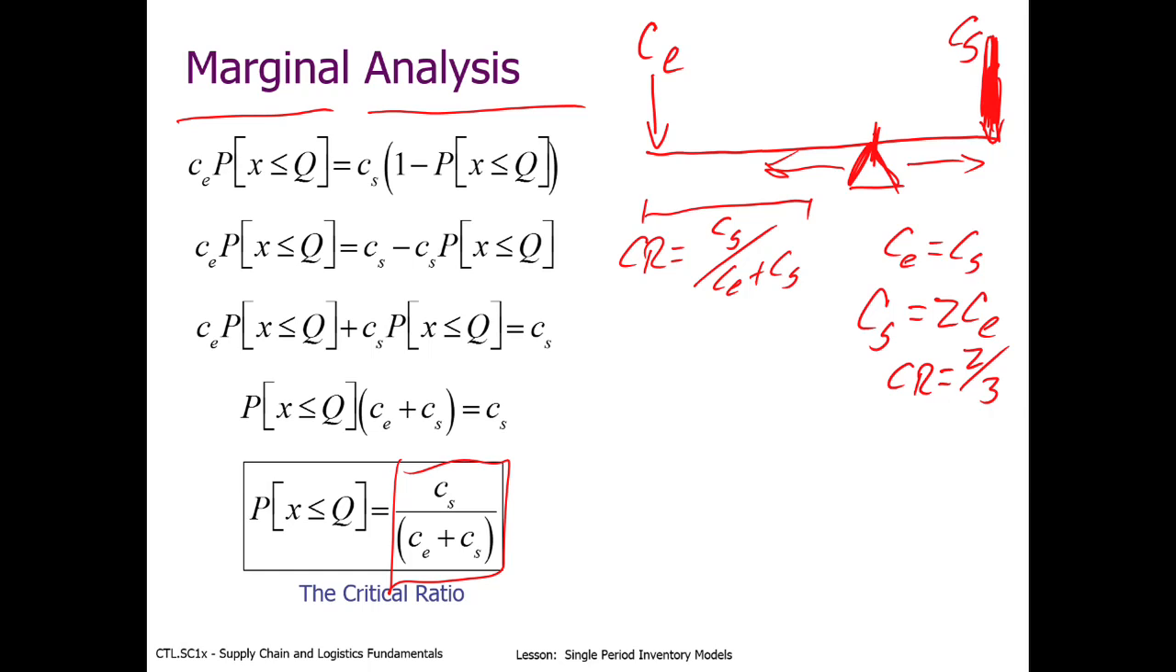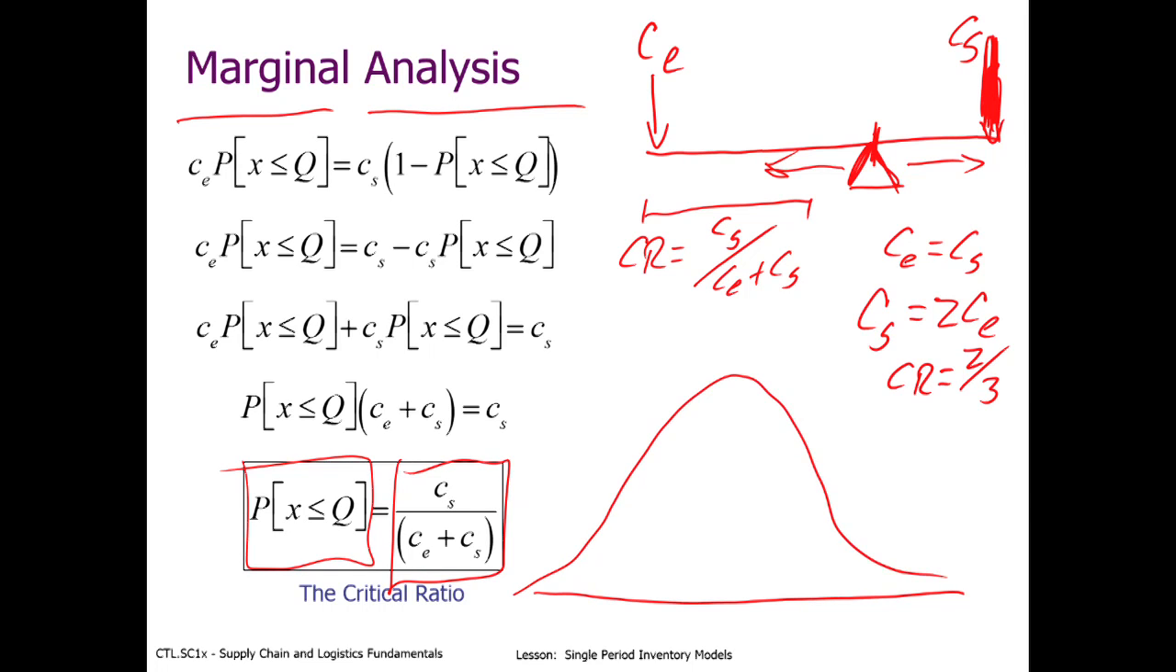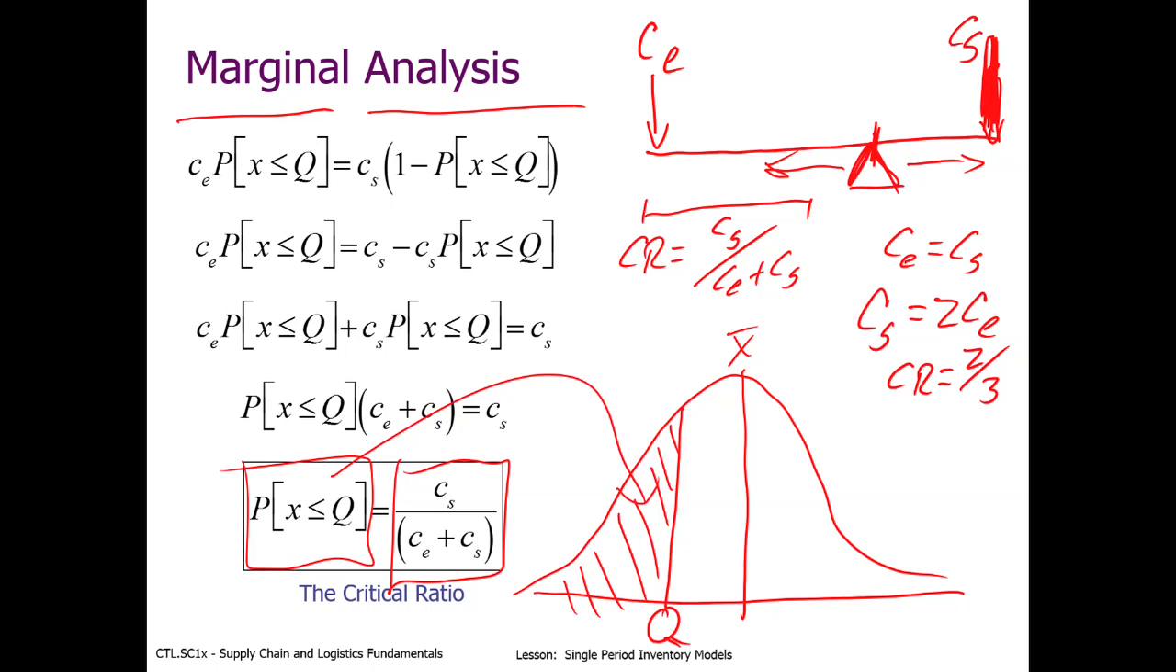Now if I look at the left side of this equation, the probability that X is less than or equal to Q, we should be able to remember what that is, thinking back to our beloved normal curve. And that's my best estimation of a normal curve. I've got some mean demand here. Then what I'm saying is this probability that X is less than or equal to Q is simply this area under the curve where this is Q. And so this is that.